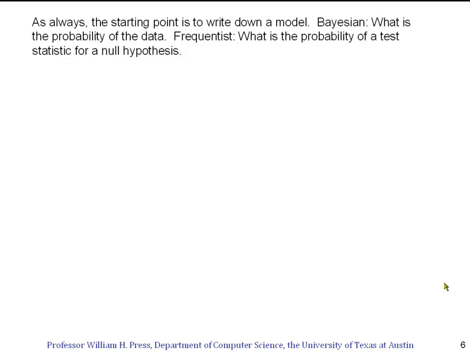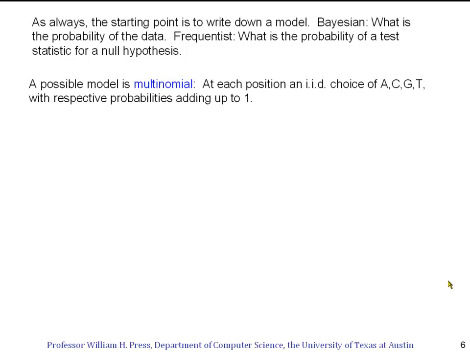So as always, the starting point is to write down a model. If we're a Bayesian, we write down a model for what is the probability of the data. But now we're being frequentists, and a frequentist writes down the model, what is the probability of a test statistic for the null hypothesis. A possible model in this case could be multinomial.